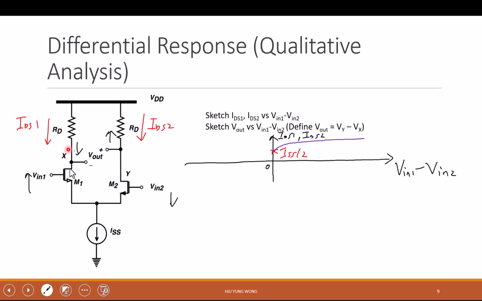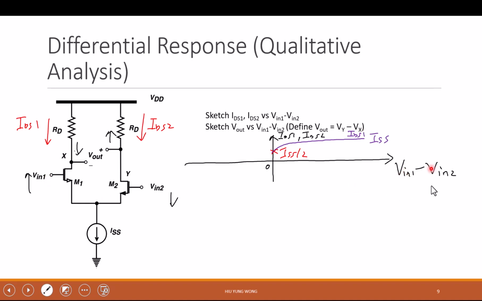So this ISS, if you keep going, okay, assume you are so strong, you get all my current, and the most you can get is my current ISS because I'm an ideal current source, right? So eventually, it will just saturate at ISS. And this is IDS1. Is this okay? But what if I keep reducing Vin1? What will happen to my current instead of increasing?